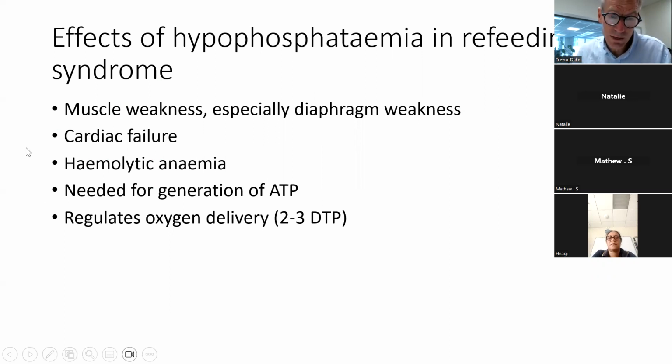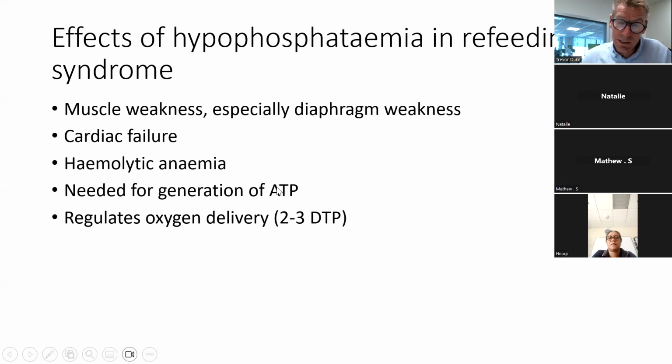Sometimes these children will have heart failure, and sometimes they'll have a hemolytic anemia because the red cells are taking up a lot of water and they're losing a lot of electrolytes, so they'll often lyse. So in some children with refeeding syndrome, they have muscle weakness, they have heart failure, they have hemolytic anemia. And the reason for that is that phosphate is very important for all of the energy production.